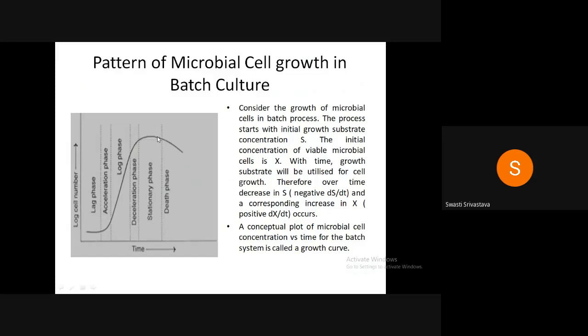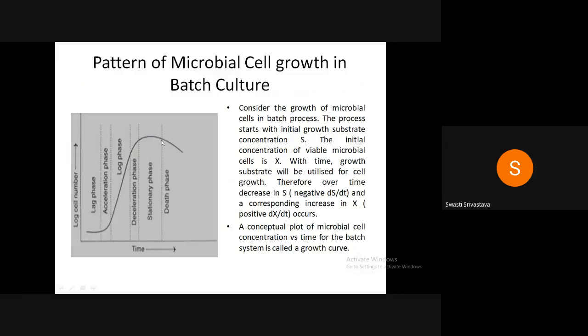After this, there is a relatively flat curve, that is the stationary phase. Here you see the two levels are almost at the same level. That means the populations are at equilibrium. The rise of the population numbers and the death of the population numbers is almost equivalent. So the equilibrium has been reached between the number of cells that are being created and the number of cells that are dying off. This leads to the stationary phase.